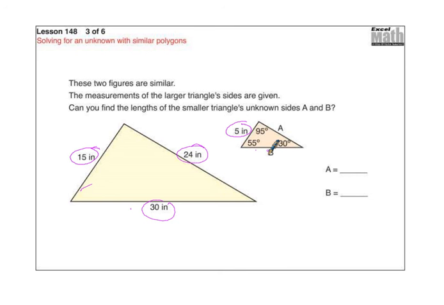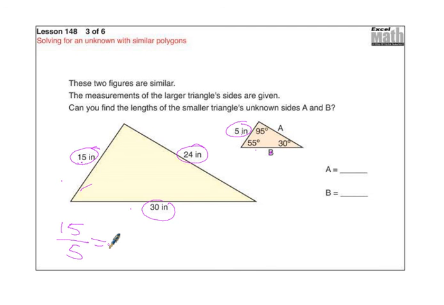Pause the video, try these problems, just set up equivalent fractions, turn it back on when you're ready to see the solution. All right, here we go. So we've got the 15 goes with the 5, right? So we're going to set up 15 here, goes with 5. Doesn't matter what order you do them in as long as you keep it the same. You could put 5 over 15, but then you're always going to have a small triangle on the top.